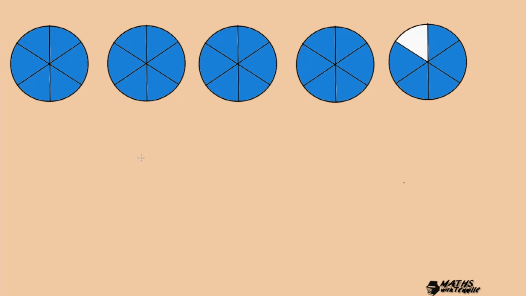Let's look at this example. We have 4 whole pizzas and 5/6 of a pizza.